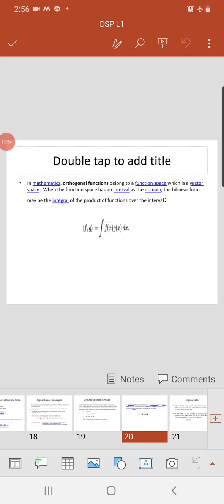Next is orthogonality. In mathematics, orthogonal functions belong to a function space, which is a vector space. When the function space has an interval as the domain, then the integral of the product of the functions over the interval is given by this equation.